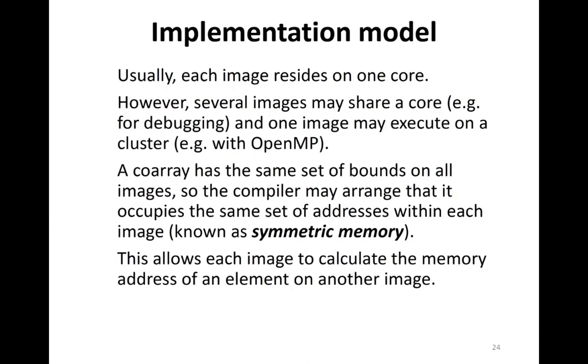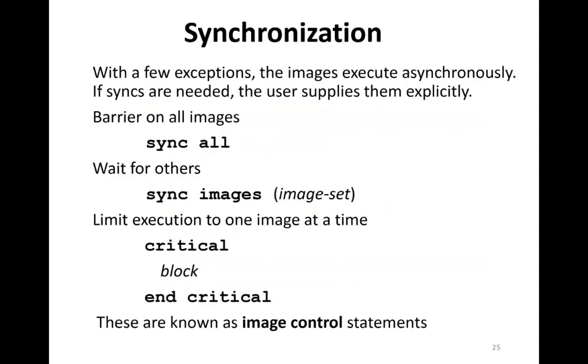One principle we kept to all the time is the concept known as symmetric memory, which is that a coarray has the same set of bounds on all images. So the compiler can arrange that it occupies the same set of addresses within each image. That means that one image can calculate the address that a particular part of a coarray will have on another image. And that means that there is less traffic because you don't have to have a double reference. The local implementation can calculate the address and get the object from the remote thing. You haven't got to go to the remote object, get down an address, and then work from that. So symmetric memory is one of the principles we've kept to all the time.